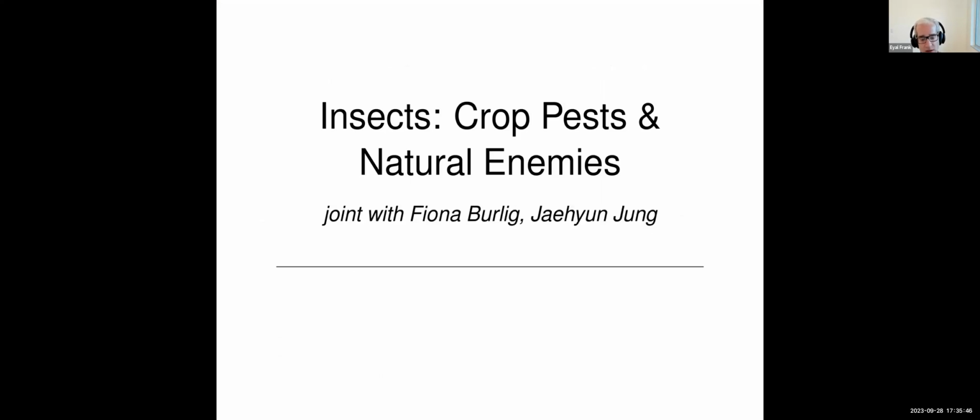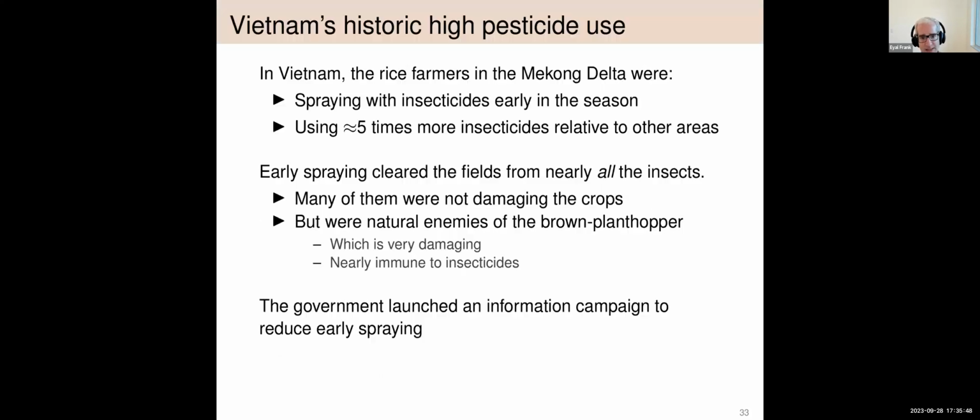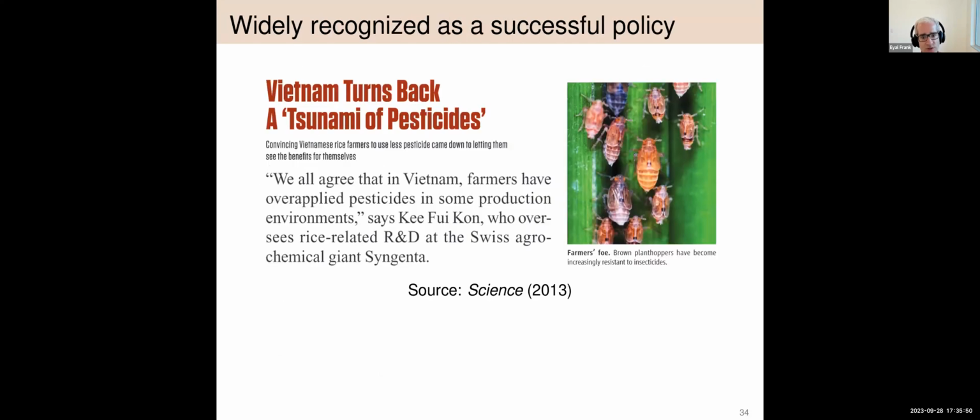And okay, I'll go over this next example much faster. There's a recognized success story of Vietnam being able to turn back, and this is in a way a feel-good story, a wave of using 5 times more pesticides than any other area around them.